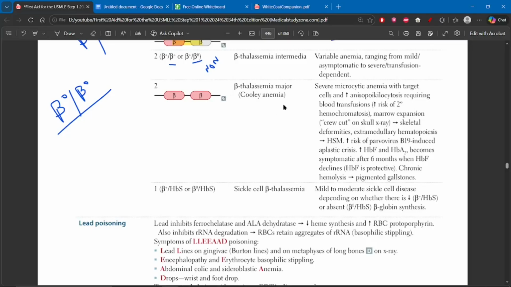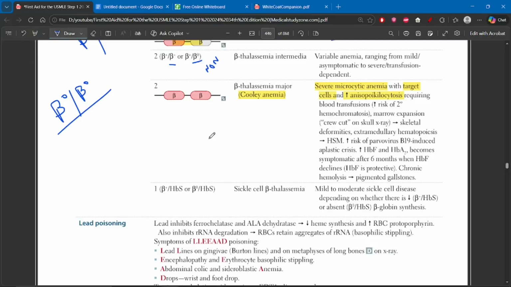So beta thalassemia major is also mentioned as Cooley anemia. You have to remember this name. They might somehow ask this somewhere. They might mention this, and it is a severe microcytic anemia, and it has target cells, and it also has anisopoikilocytosis, which is just a fancy word for saying that there is a wide variety of shapes and sizes of RBCs that are existing in the blood. So they're not isometric. There are a wide variety.